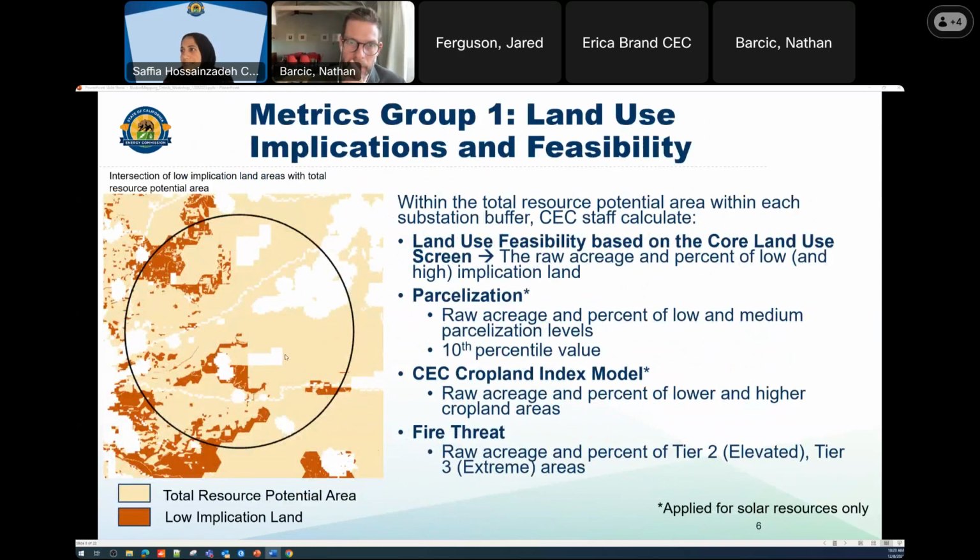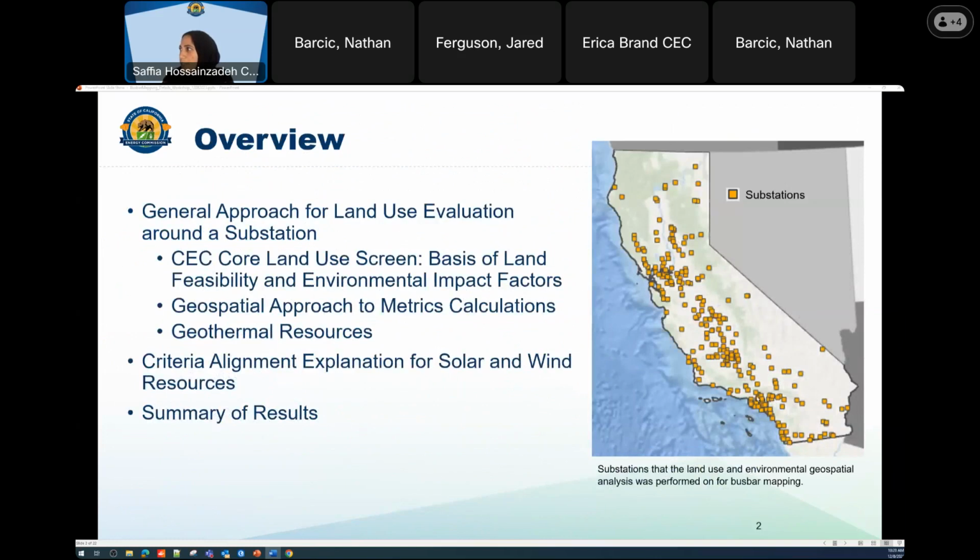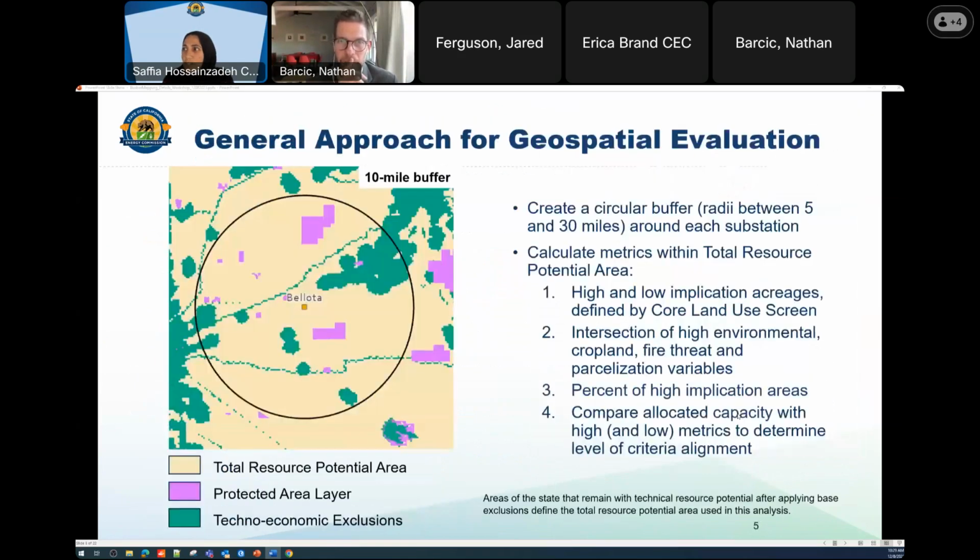Oh, like in these example slides? Well, we perform this geospatial land use and environmental calculation on all, there's about 300 substations that have been identified in the last 2 CAISO white papers on the transmission constraints. So that's where we've identified these 300 or so substations that we've performed these metrics on. But then all these visuals have been just for one example substation of Belota.